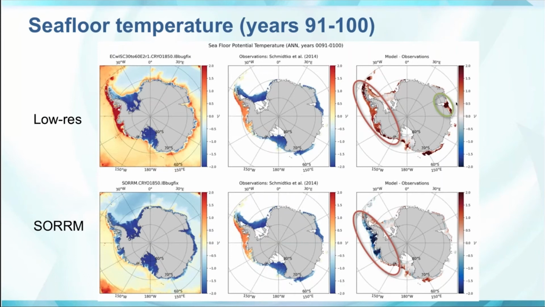And I also just wanted to highlight, this is the Amery ice shelf that I had shown the time series from before, and in the low resolution simulation, this is experiencing very warm continental shelf ocean conditions, which is driving the high Amery melting. But in the SORM configuration, we're looking pretty good.